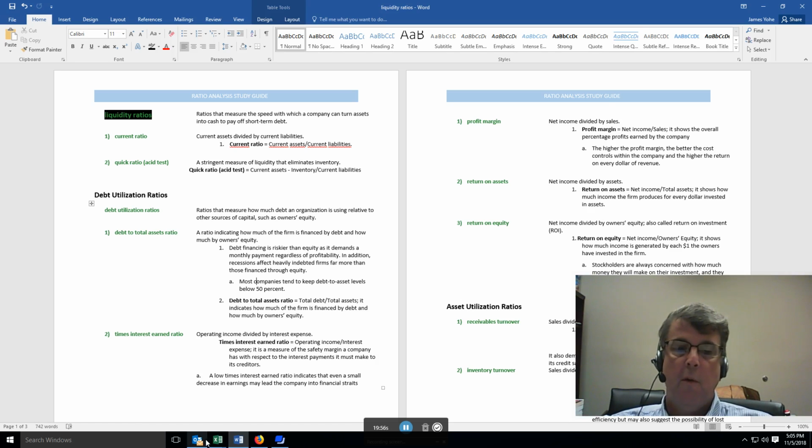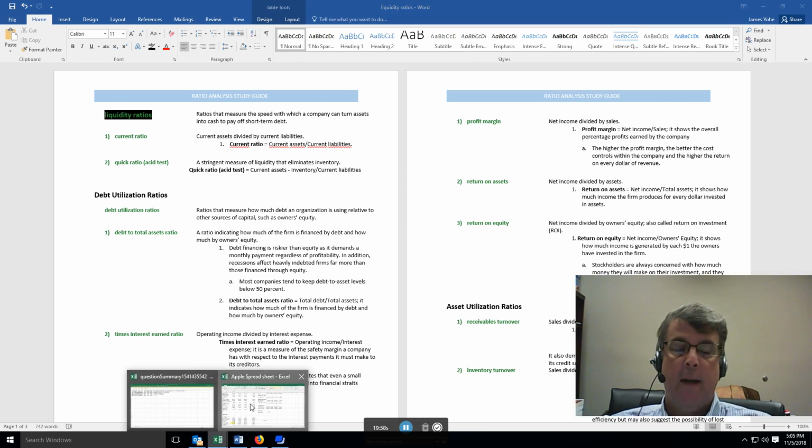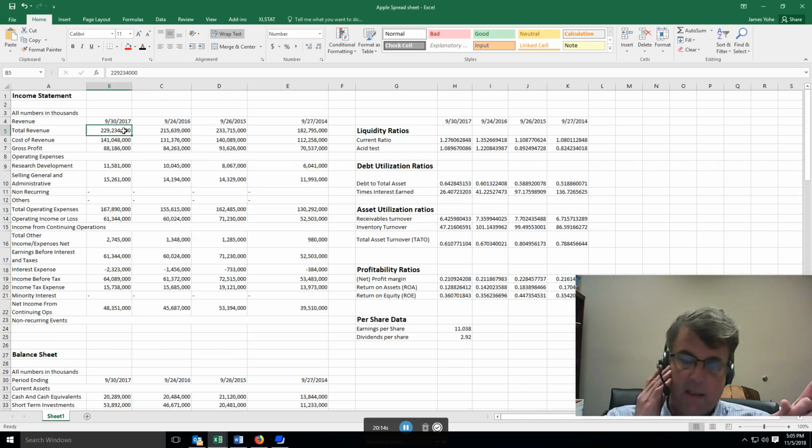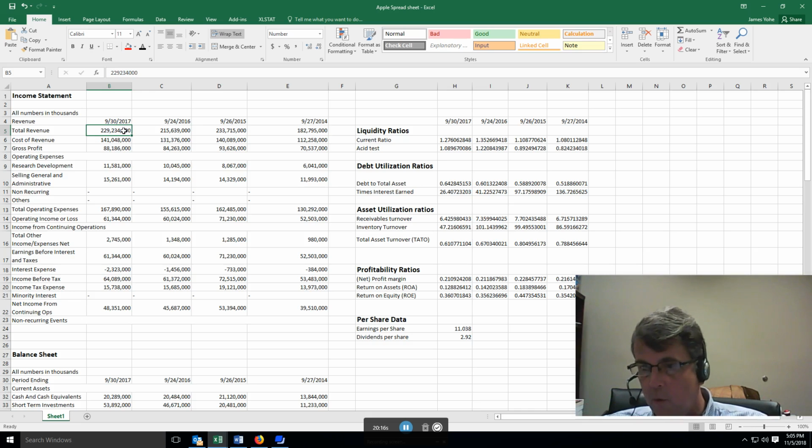So if we go to our spreadsheet for Apple, we're going to take net profit. So we're going to go to the income statement, net income from operations. And here we're going to divide that by total revenue or sales. One of the tricky things with these is some companies will call it sales, some will call it total revenue. This next thing here, cost of revenue is what Apple's calling it. A lot of times a retailer especially will call it cost of goods sold.